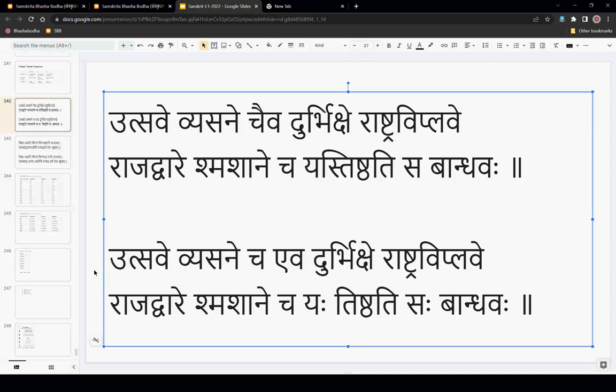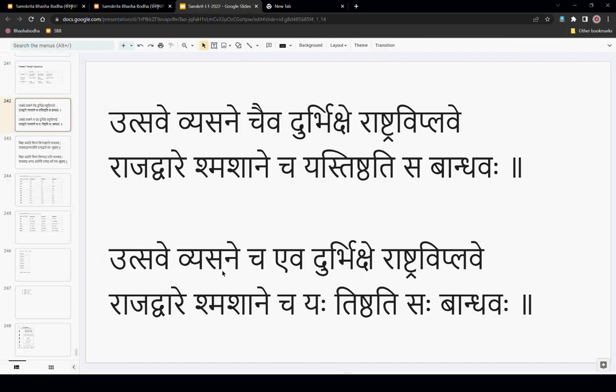Utsave, vyasane cha eva durbhikshe rashtra viplave, rajadvare shmashane cha yah tishtati saha bandhavah. Is that right? Bandhavah. Right. So what is the meaning? Utsave, vyasane. What is the vibhakti used here? Durbhikshe, rashtraviplave, rajadvare. Which vibhakti is this? Saptami, meaning in that location, inside that, or in this.